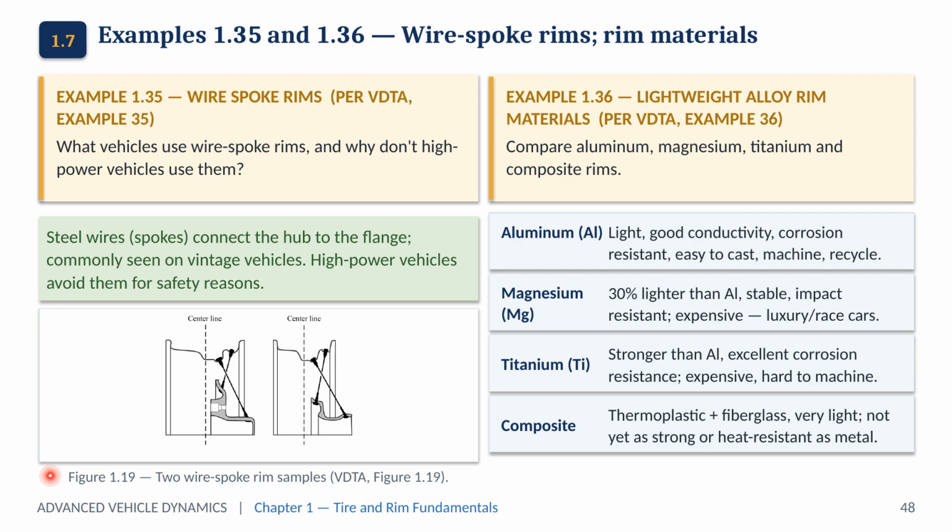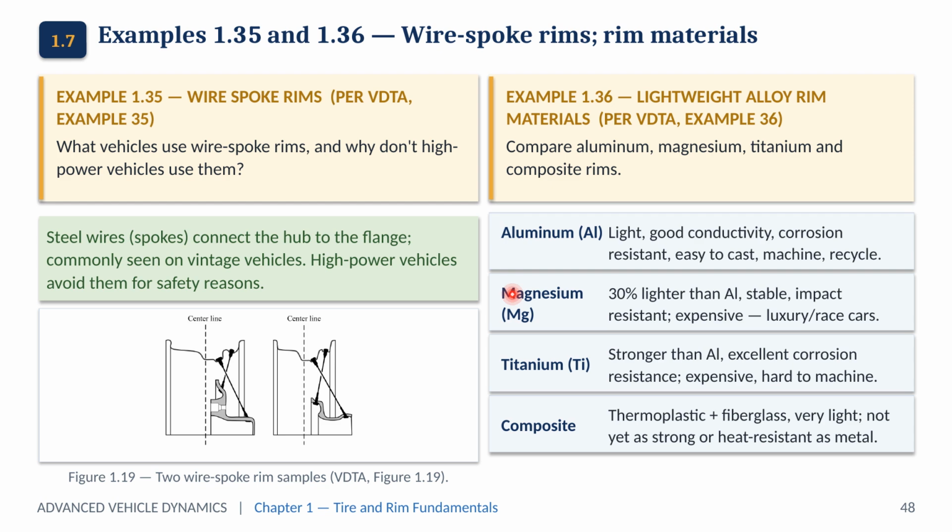Example 1.36 compares four lightweight alloy materials. Aluminum is light, conducts heat well, resists corrosion, and is easy to cast, machine, and recycle. Magnesium is about 30% lighter than aluminum, dimensionally stable and impact-resistant, but expensive and less corrosion-resistant, so it is used on luxury and race cars.